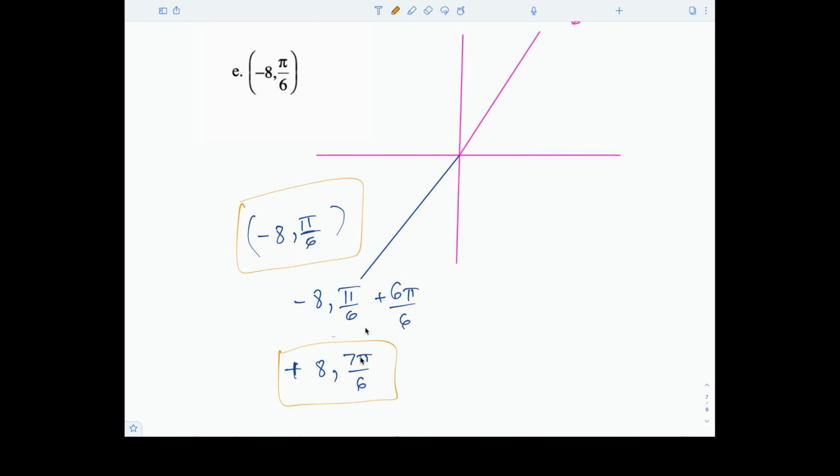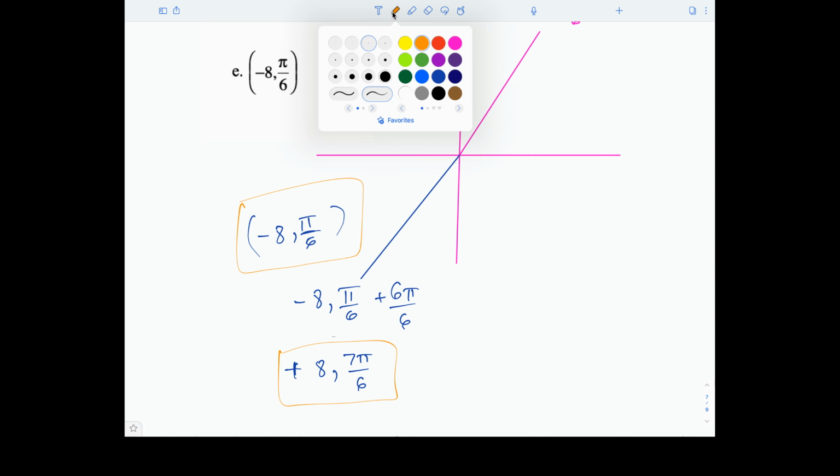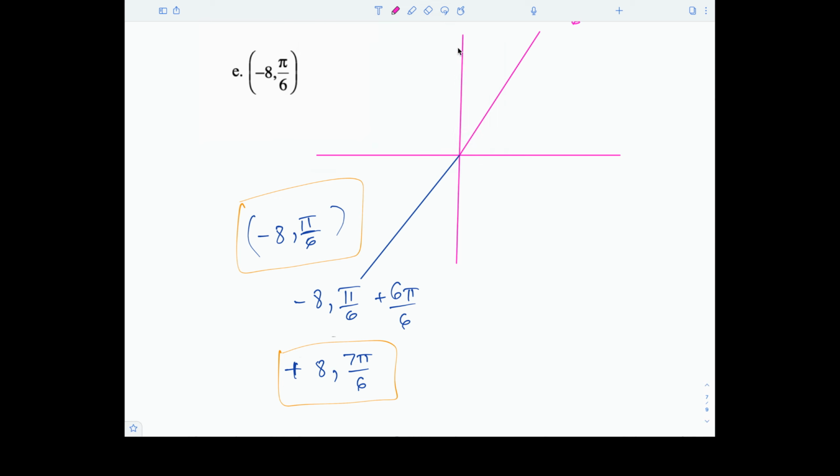And then, again, if I want more values, I can add 2 pi to 7 pi over 6 or subtract 2 pi. Let's subtract this time because we've been adding. So we're going to have 8. I'm going to take 7 pi over 6, and I'm just going to subtract 2 pi, or 12 pi over 6. So this will give me 8 comma negative 5 pi over 6. And this would be another value. That's legit as well. Okay?